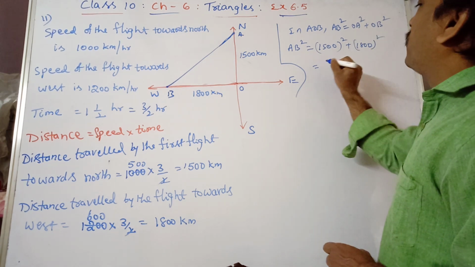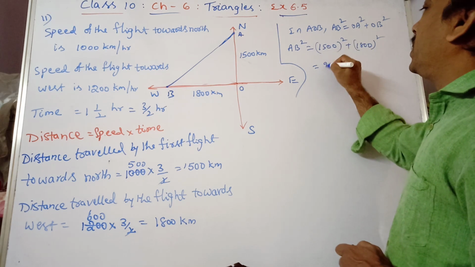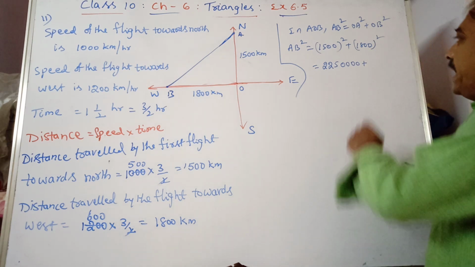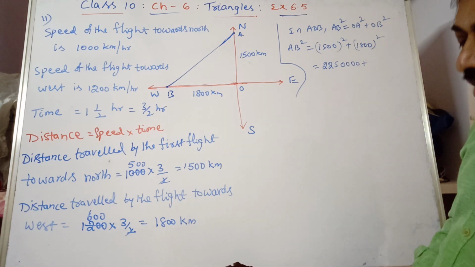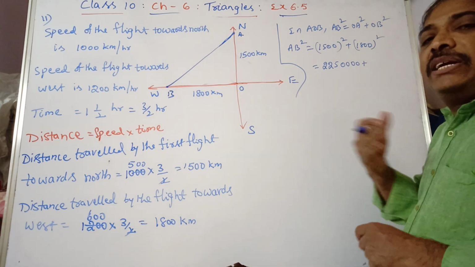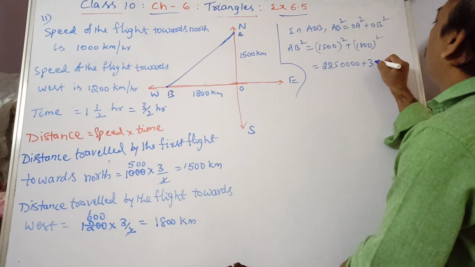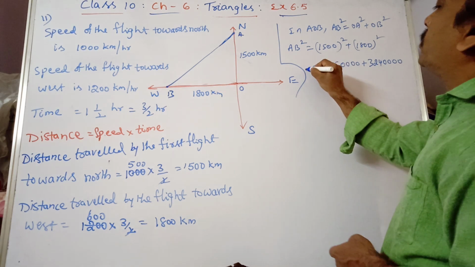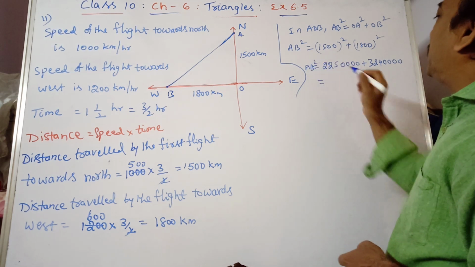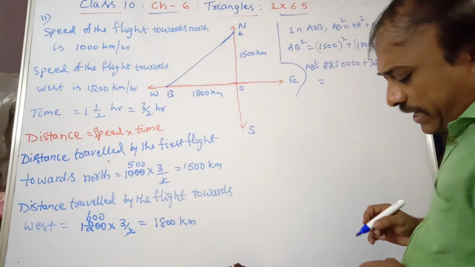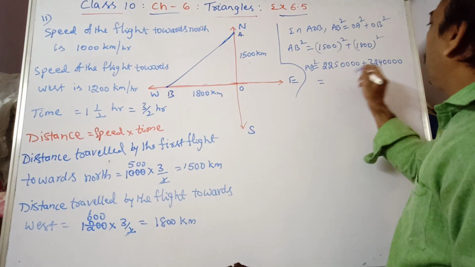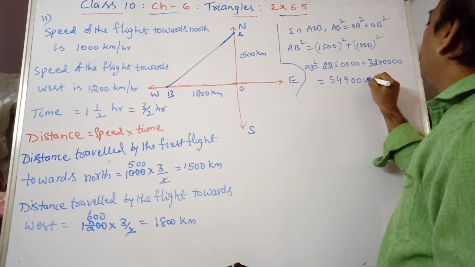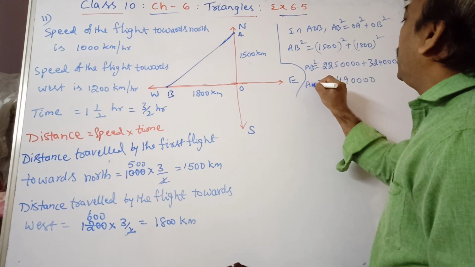So 1500 square is 15 squared, 225, followed by zeros, plus 1800 square. 1800 into 1800, 18 into 18 is 324, so 3,240,000. If you add these two, 225 and 324, you will obtain 549, so 5,490,000 is AB square.